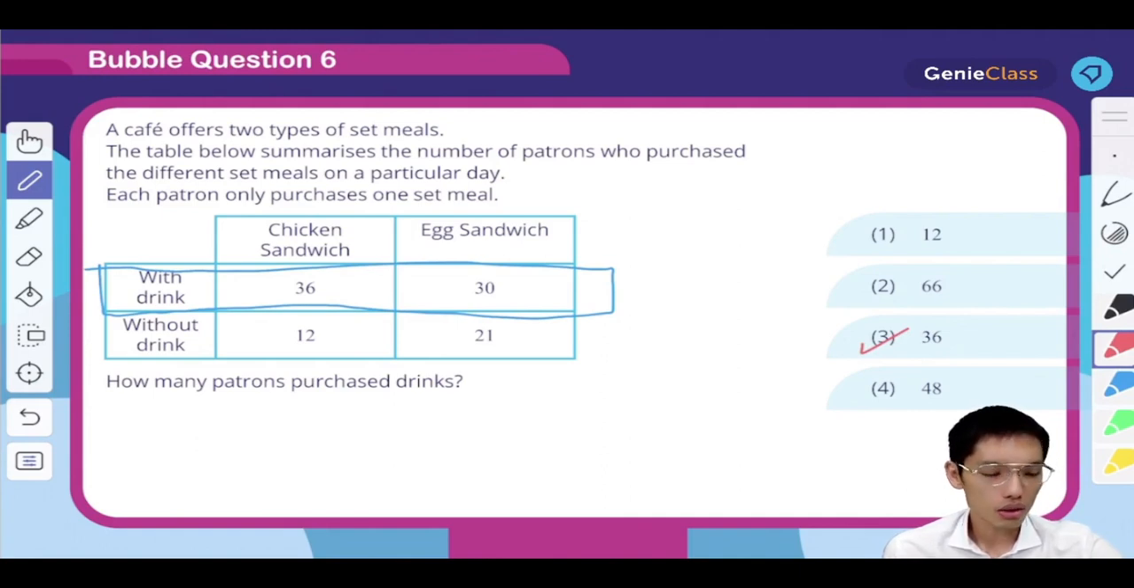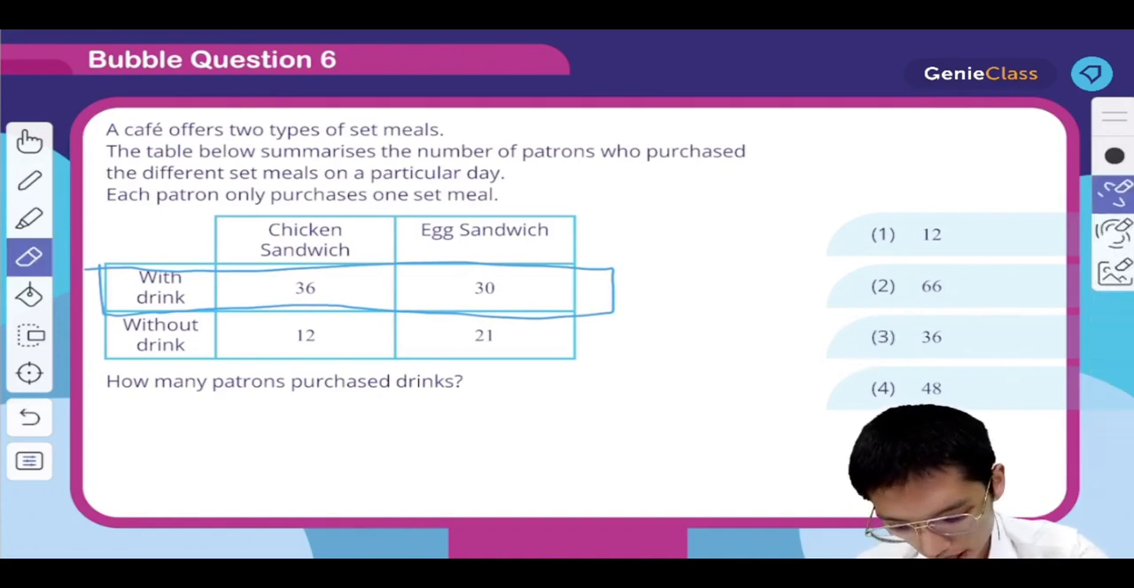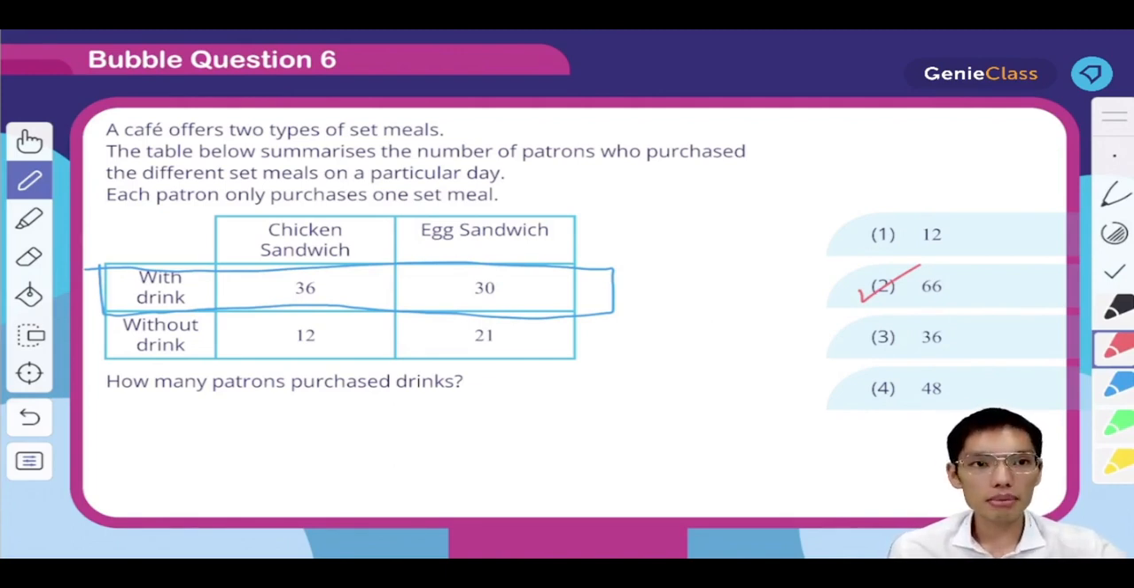Let me see. Oh, sorry, 6, sorry. Oh, my mistake. I have ticked the wrong option. Sorry for that. My fault, it is 66. 36 plus 30, 66.